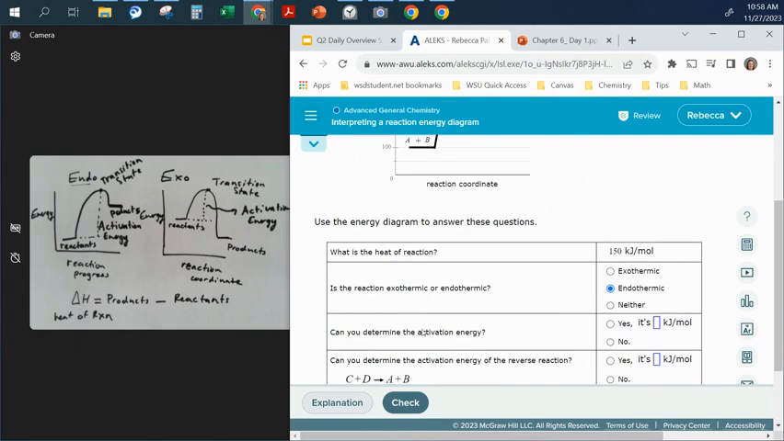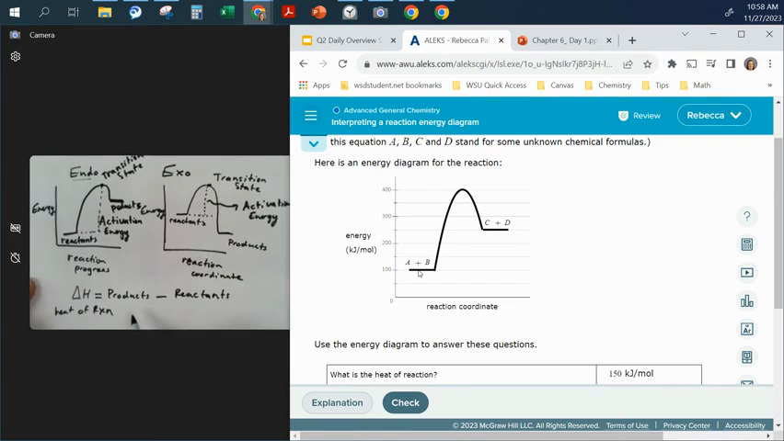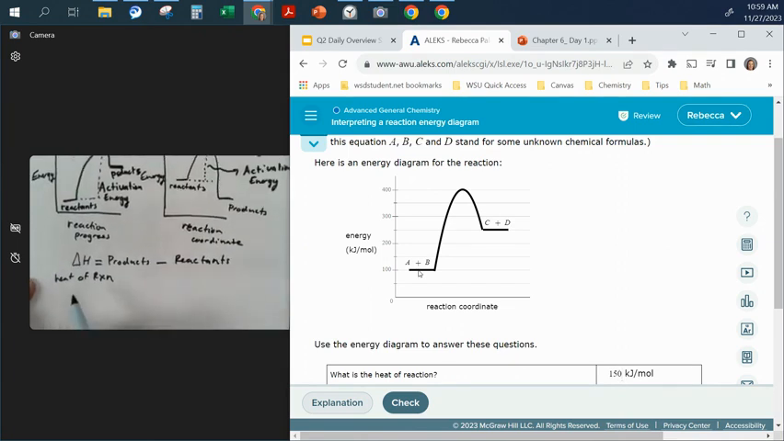Okay. Can you determine the activation energy? So activation energy, you take this transition state and you subtract the reactants. So we can write that. I'm going to speed this up a little bit. This is our activation energy. And activation energy is always positive. Okay, so watch out for that.